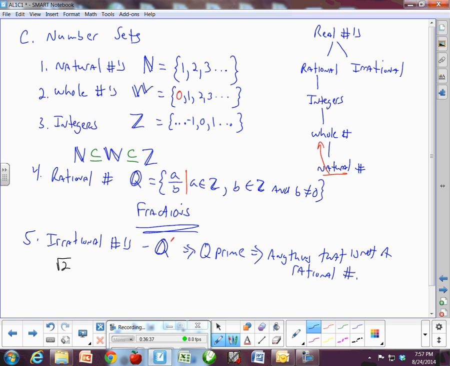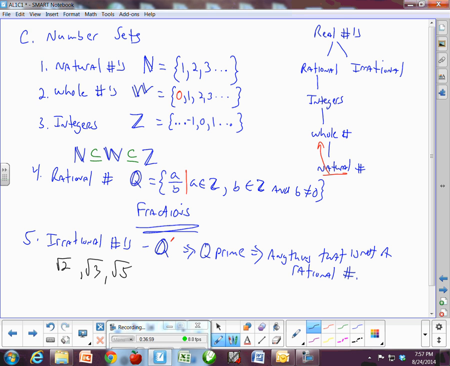By the way, if you want to be famous, try to find an integer on the top divided by an integer on the bottom that gives you exactly the value of the square root of 2. It doesn't exist. So if it can't be a fraction with an integer on the top and an integer on the bottom, we call it an irrational number. And again, it's a lot of the roots: square root of 2, square root of 3, square root of 5. There's a lot of them.